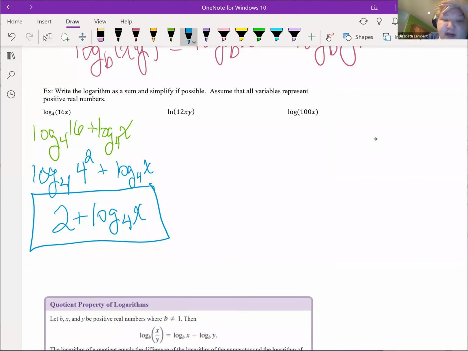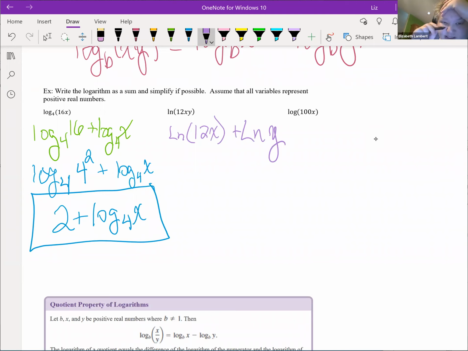All right. So now we have the natural log of 12xy. A little bit different. Before it was just 16x. Now it's 12x and y. Well, let's see what happens then. Some people might look at this and think of it as 12x times y. So I'm going to go with that. So our lovely mess here is the same as the natural log of 12x plus the natural log of y.